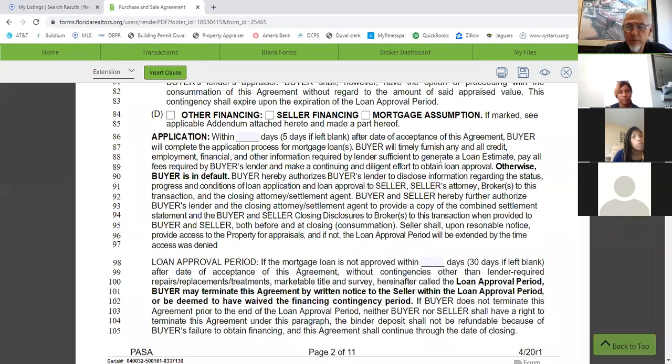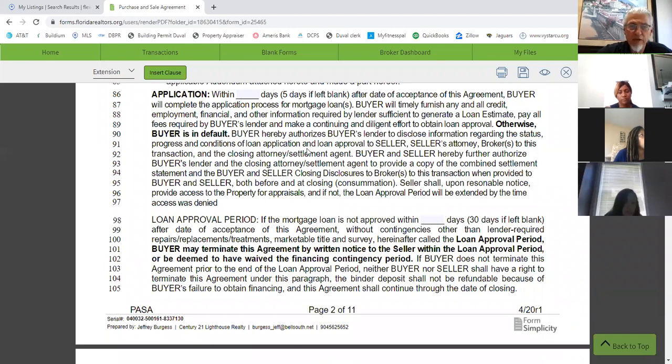And that means that you have to provide a sufficient amount of information for them to generate a loan estimate and fees required by the buyer and the lender, and otherwise the buyer is in default. If you don't make application within that number of days, buyer's in default. What does that mean? The buyer's in default, you go to remedies in paragraph 12. Okay, that's where you look for the remedies if somebody's in default.